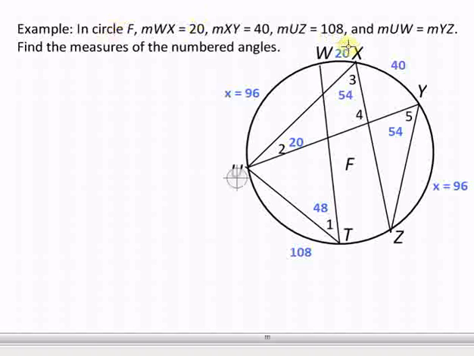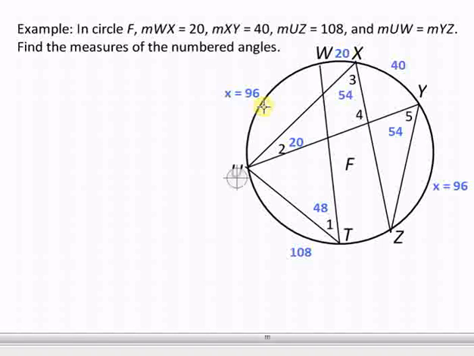They told me WX, which is this one right here, XY, which is this arc. Please forgive me for not having these arcs marked. UZ, which is 108, which is this arc right here on the bottom, and then they told me that UW and ZY are equal to each other. So initially I set them both equal to X because I didn't know what they were, and then I added up 20 plus 40 plus X plus 108 plus X, and I set that equal to 360, and I solved and found that each X is 96. So if you add up all the way around the circle, you'll find that there's 360 degrees, which is what we expect for a full circle.